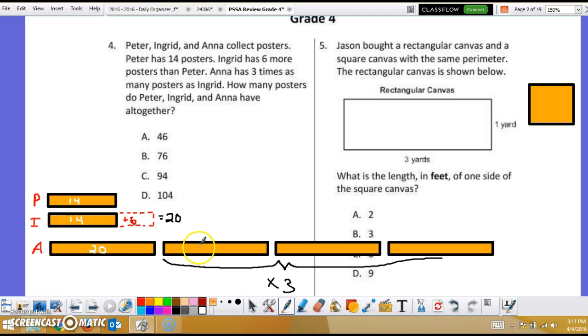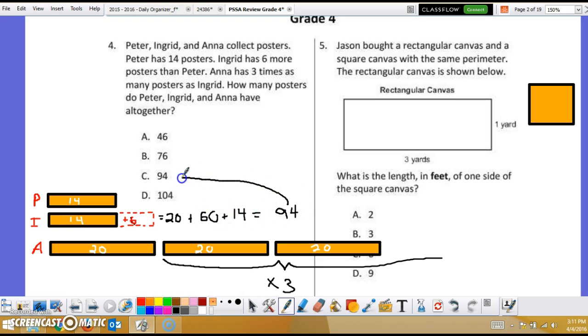times 3, which in this case, I actually gave it 1 too many bars if you think about it. Let me get rid of that one. And then I just need to solve for how many they have. We know that Ingrid has 20. Anna has 20 times 3, which in this case, 20, 40, and then 60. And Peter has 14, and we're ready to add these up. 20 plus 60 plus 14 is 94. My answer is C. That's how you use a bar model to answer an extended word problem like this.